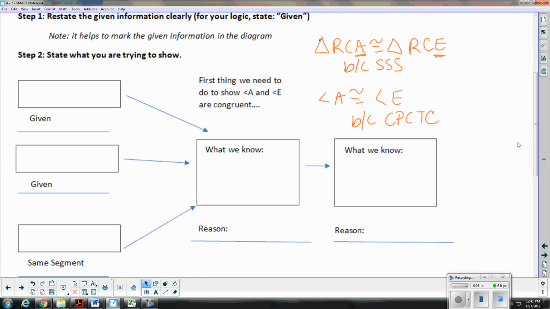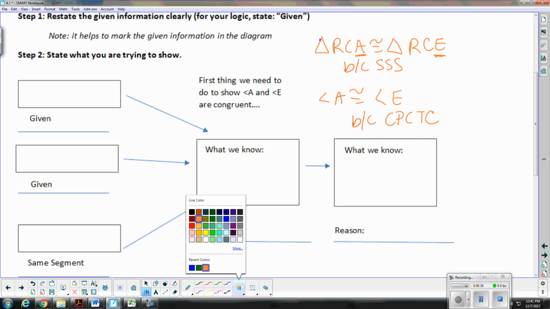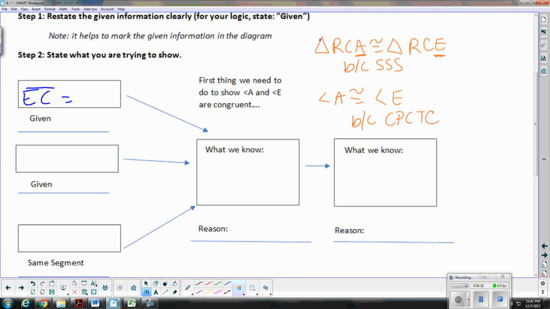So the first thing we want to do is restate the given information. So for the logical, how we know this part, we'll just write given below the box. So it told us a couple pieces of information. The first was that EC is congruent to AC.